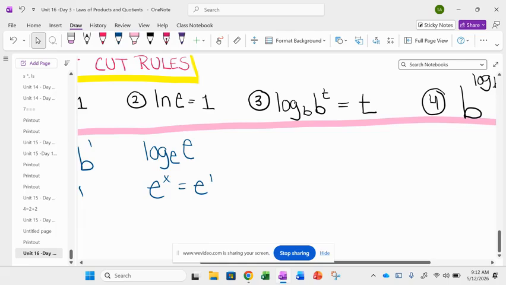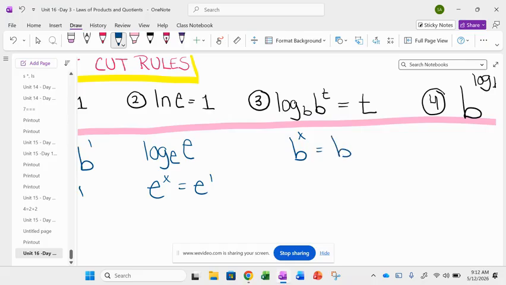Now this last one is saying log base b of b to the t equals t. So they're saying b to what power gives me b to the t? So what is this saying? If my base and the base of my argument are the same, it's going to simplify down to the exponent on that argument. So b to the x equals b to the t. What does that mean? X has to equal t.